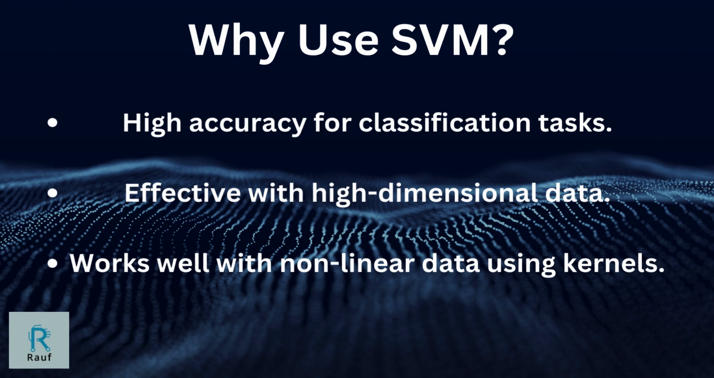Okay, so let's see why we use SVM instead of random forest. It has high accuracy for classification tasks and is effective with high dimensional data. High dimension means more features or X values, and it also works well with non-linear data using kernels. What are kernels? We talk about it in this video.